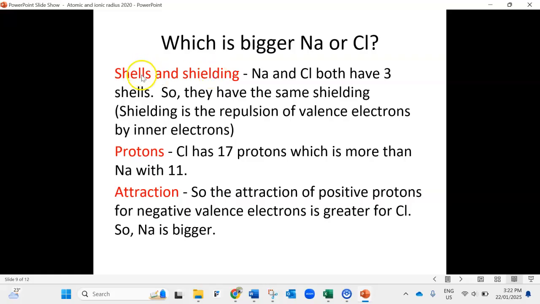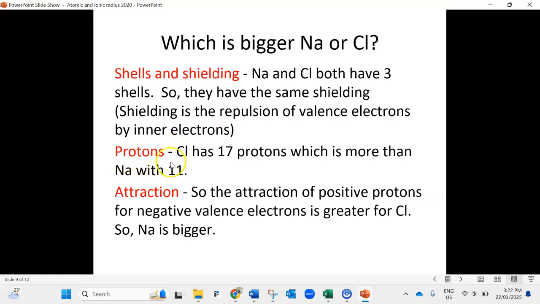Well, sodium and chlorine both have 3 shells. So I've discussed the number of shells, and I've said not only are they the same, but I've said how many there are. So they have the same shielding, and I've defined the shielding. Shielding is the repulsion of valence electrons by the inner electrons. So I don't have a difference yet.